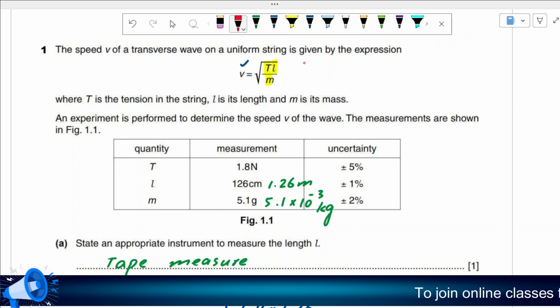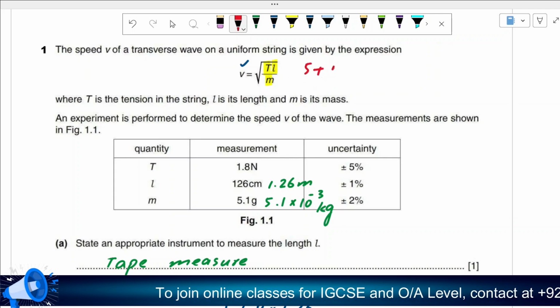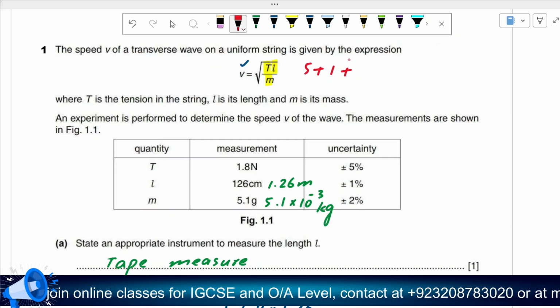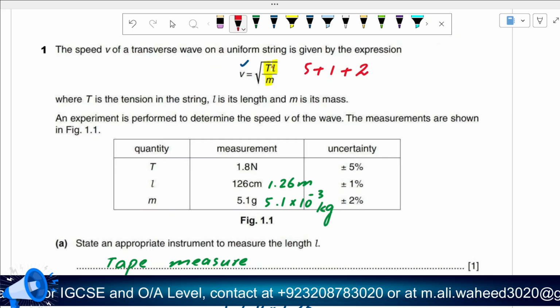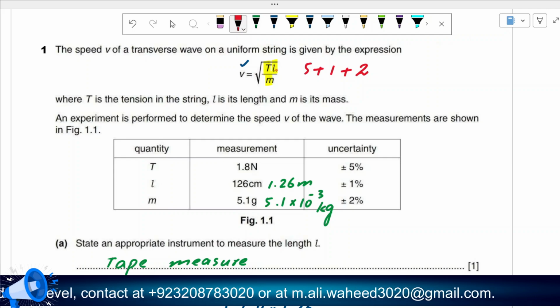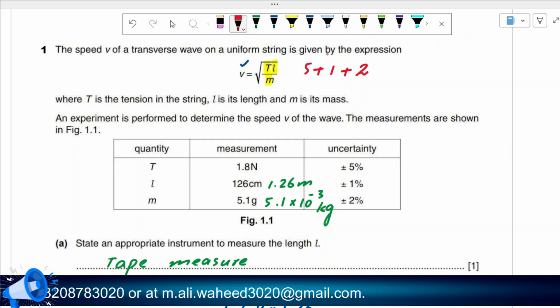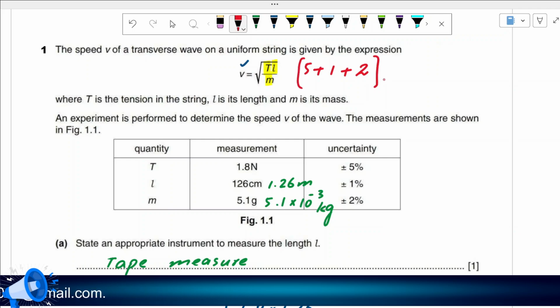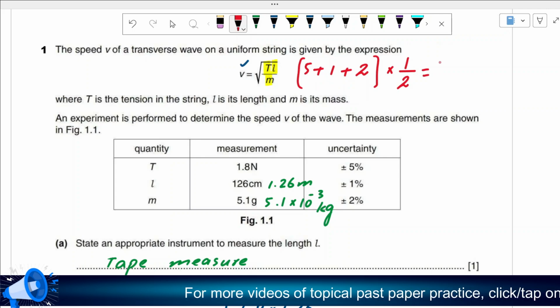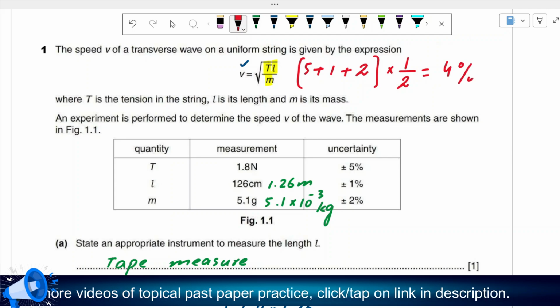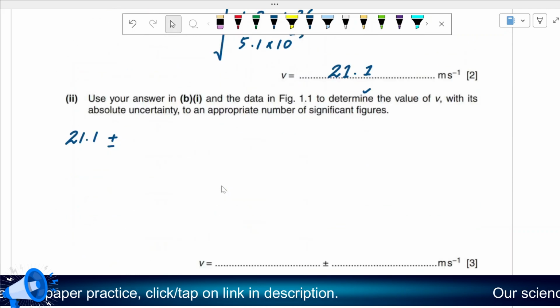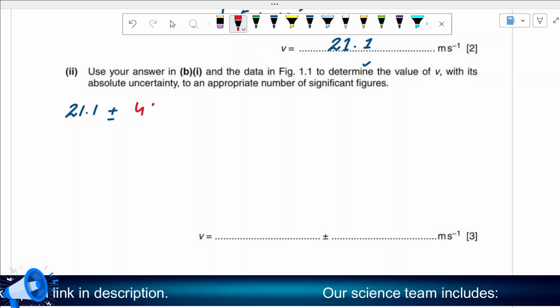So for T we have how much? 5% for T, plus for length we have 1%, plus for mass we have 2%, but then we have the whole square root of it. Square root means raised to the power 1 over 2. And the rule says whatever the final percentage is would be multiplied by the exponent. So this one, 8 divided by 2, would be 4. So 4% is the percentage uncertainty of V.